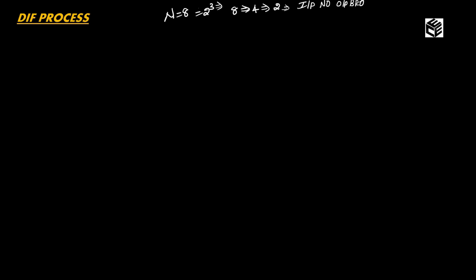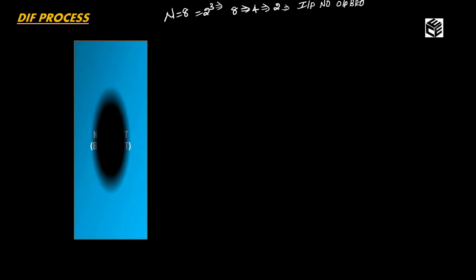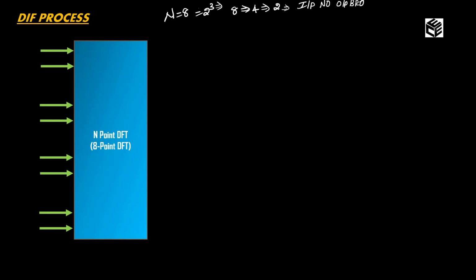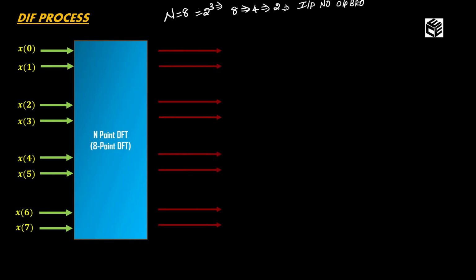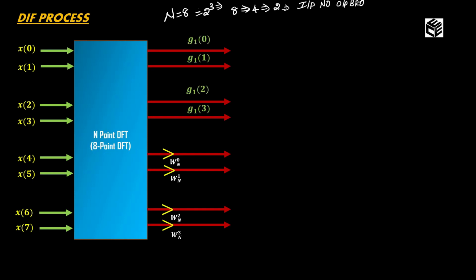Okay. And we have found out what are the outputs at each stage of this DIF process. So initially, I am going to consider the 8-point DFT or n-point DFT. The input to this is in normal order. So I am considering x of 0, x of 1, x of 2, x of 3, x of 4, x of 5, x of 6 and x of 7. And at the output of this stage, I will be adding the twiddle factors, which is wn power 0, wn power 1, wn power 2, wn power 3. As we know, the output of the first stage is g1 of 0, g1 of 1, g1 of 2 and g1 of 3. Similarly, g2 of 0, g2 of 1, g2 of 2 and g2 of 3.